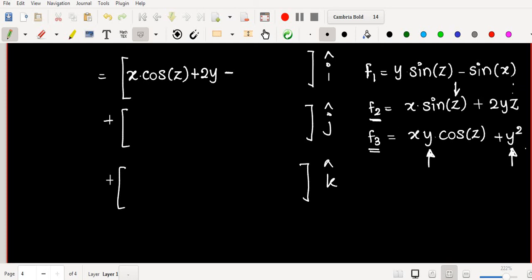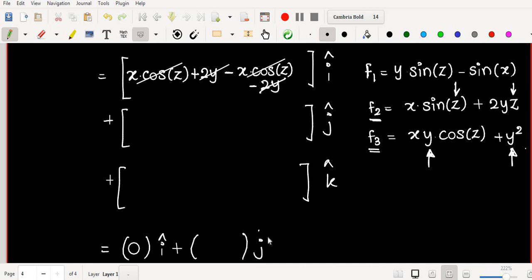So z will be treated as variable and remaining variables are constant. So x as it is, derivative of sin z will be cos z minus 2 times y. If you observe, these terms will get cancelled. That is, we got 0 i bar.